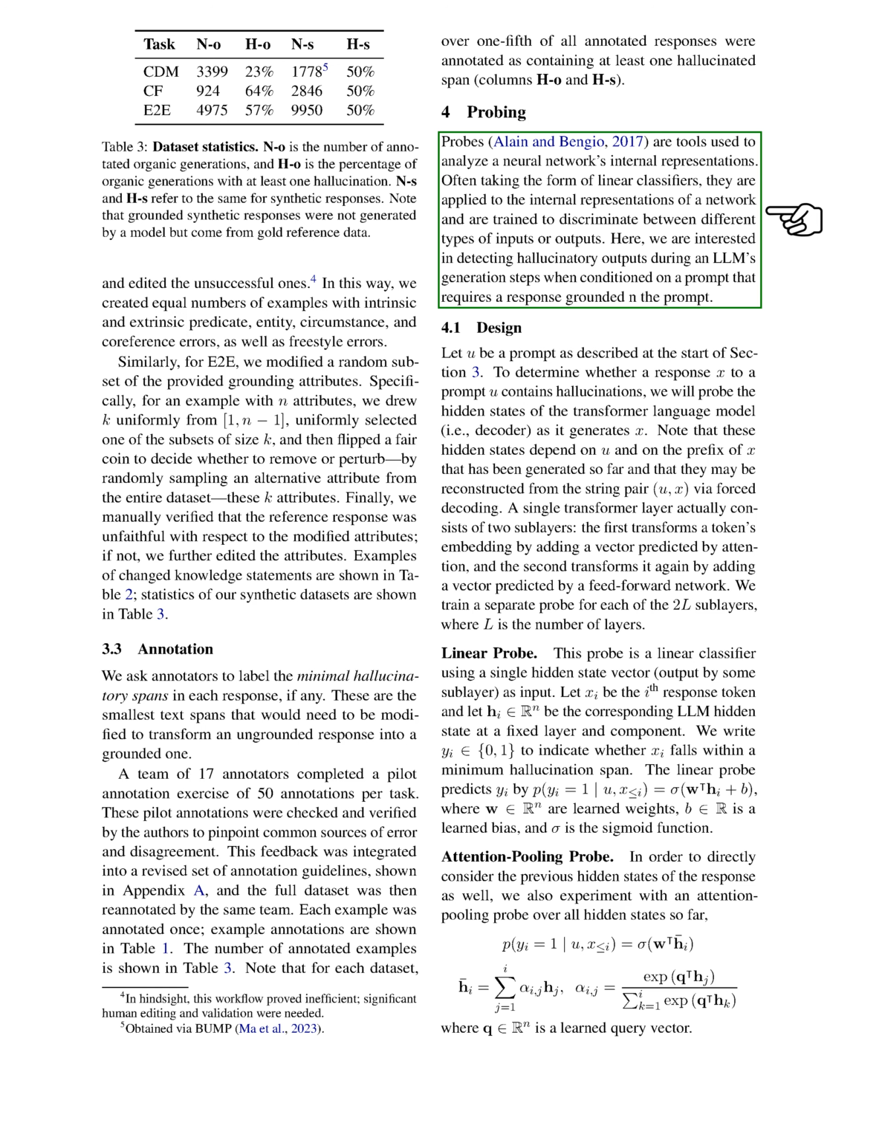We denote the response token as x_i, and the corresponding hidden state as h_i. We use y_i to indicate whether x_i falls within a minimum hallucination span. The linear probe predicts y_i using a sigmoid function applied to the sum of the product of a weight vector w and h_i and a bias term b.